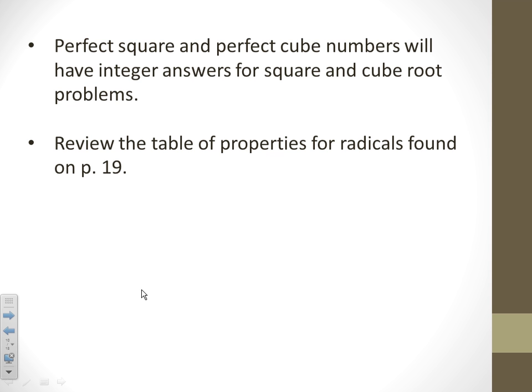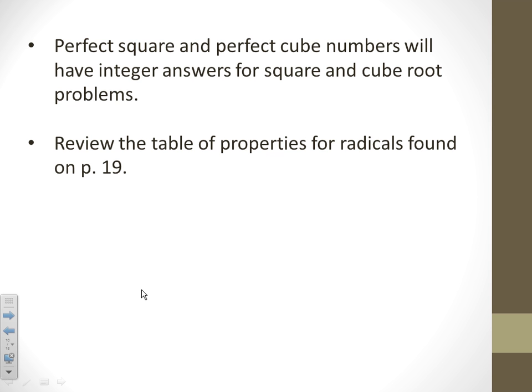Perfect square and perfect cube numbers are going to have integer answers for square and cube roots. Otherwise, the other ones have decimal values, and they fall in between. Those are the non-perfect ones. We talked a little bit about this with rational and irrational. The perfect squares have integers, so those can be turned into fractions, and they were the rational ones. So perfect ones are the nice ones, non-perfect are the ones that end up yucky.